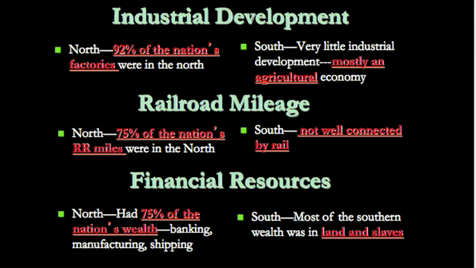Finances, money. 75% of the nation's wealth did lie in the North. And for the South, land and much of their wealth was held by those large plantation owners who also owned slaves.